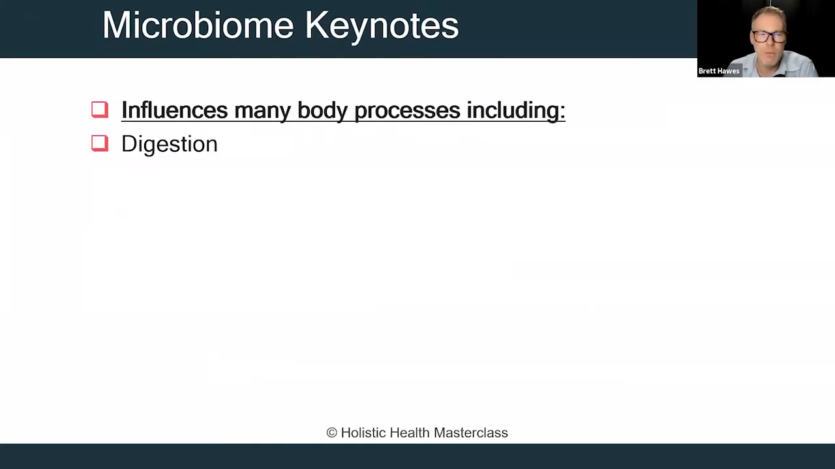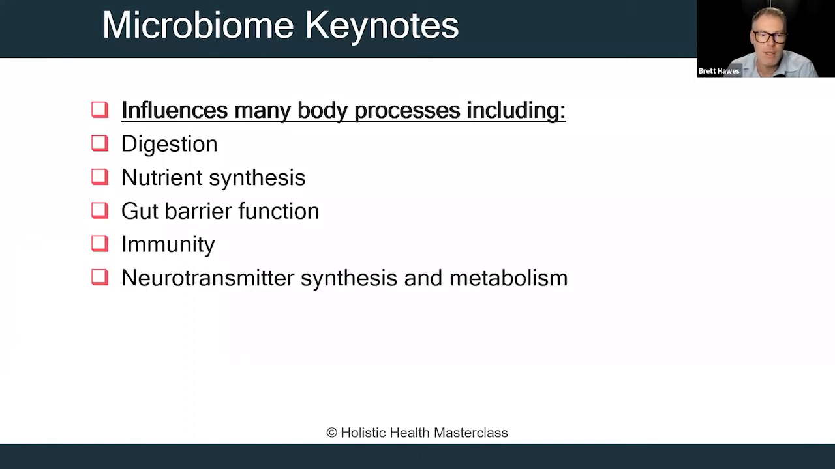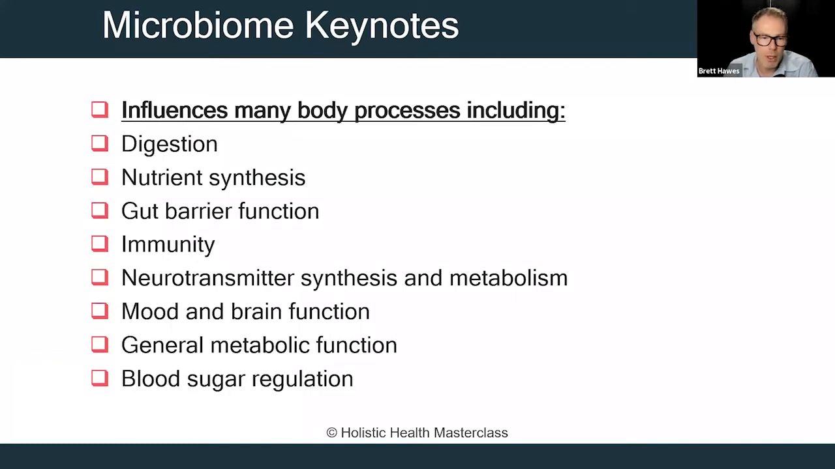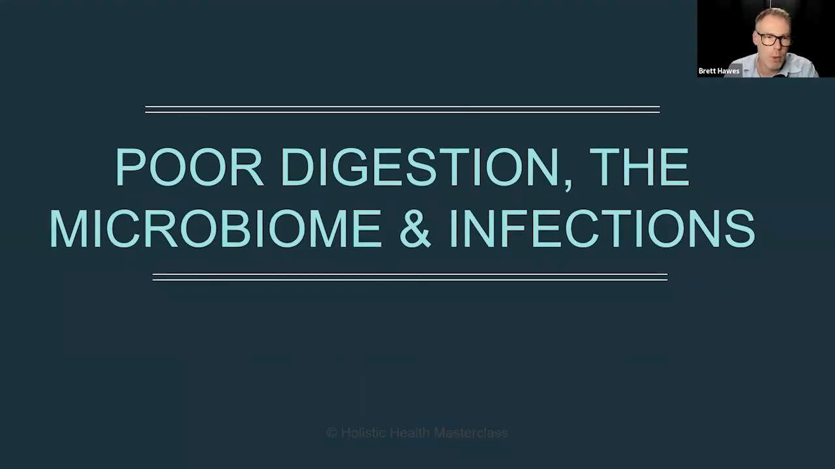So obviously, we know it influences many body processes, which I discussed before. So digestion, nutrient synthesis, particularly the B vitamins, vitamin K, a lot of neurotransmitters, which I think might be coming up, gut barrier function, immunity, neurotransmitter synthesis, and metabolism, which ties into mood and brain function, general metabolic function, and of course, blood sugar regulation, which we discussed before. All right, so that's really a sort of lightning fast overview of everything, and I'm sure that most of those points you're probably familiar with already.